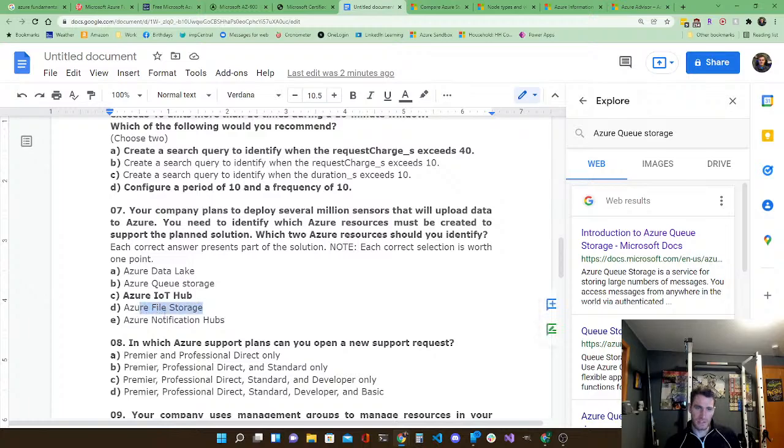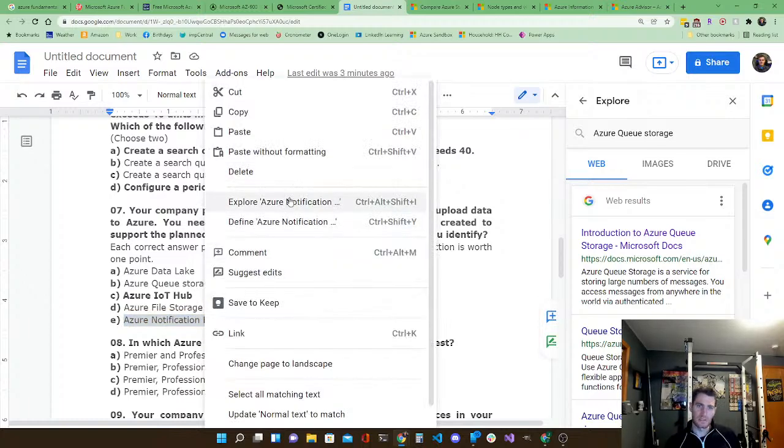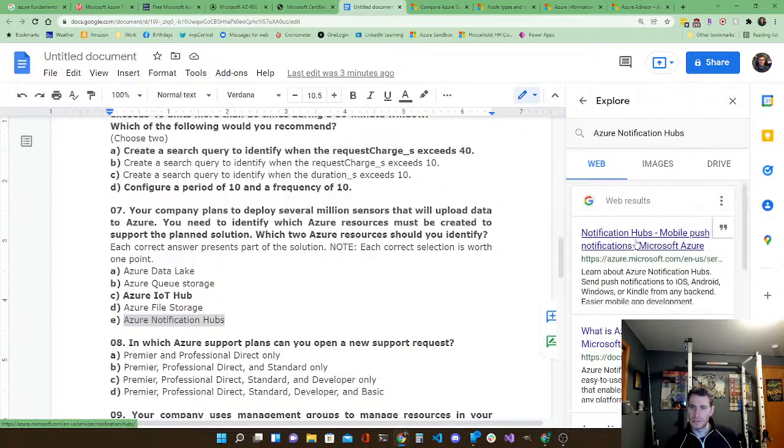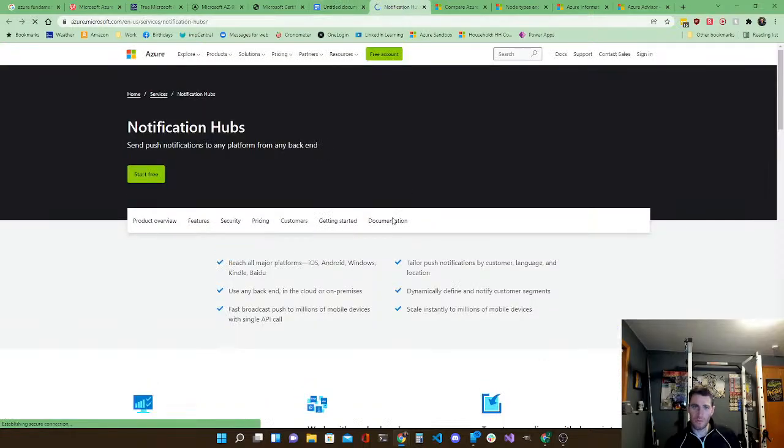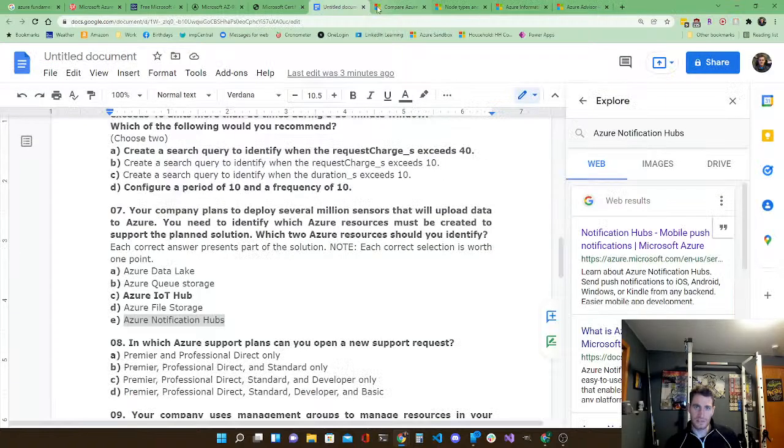File storage really doesn't sound like it. Notification hubs, I don't even know what that is. Mobile push notifications, send push notifications to any platform from any backend. Okay, that's interesting. Didn't know about that one. That's definitely not what we're talking about. I think we're either talking about data lake or queue storage.